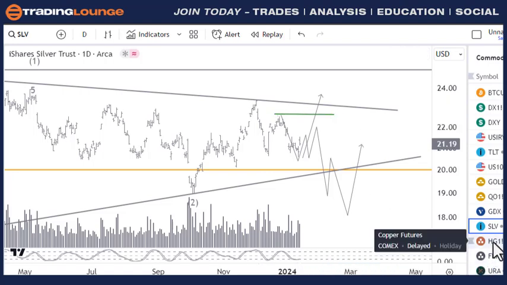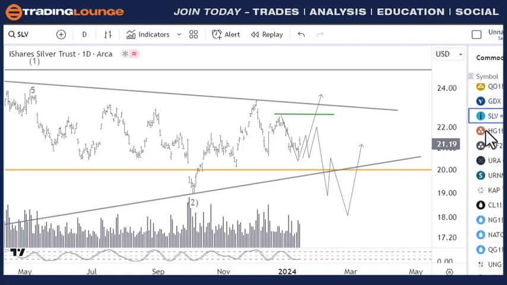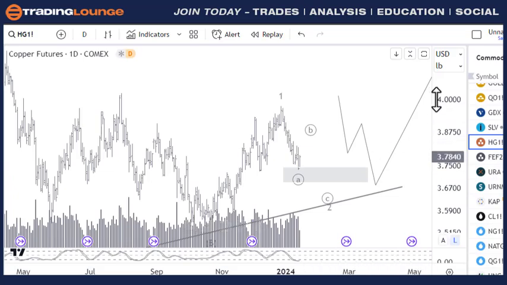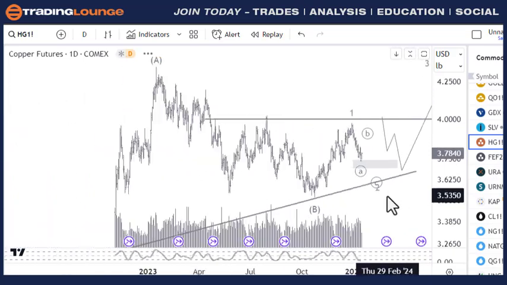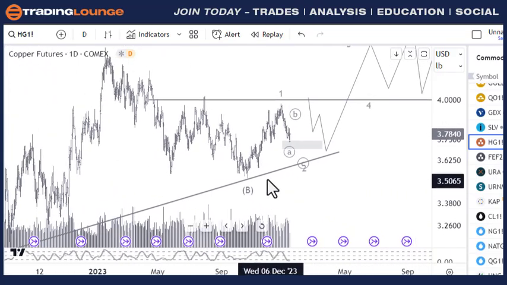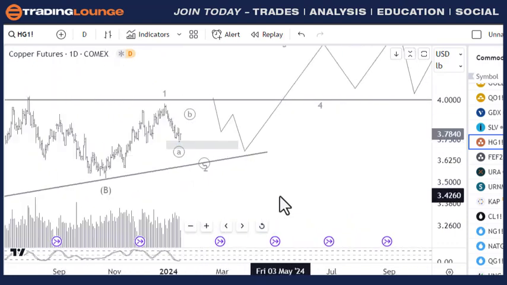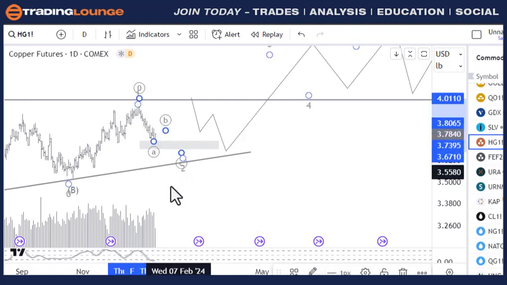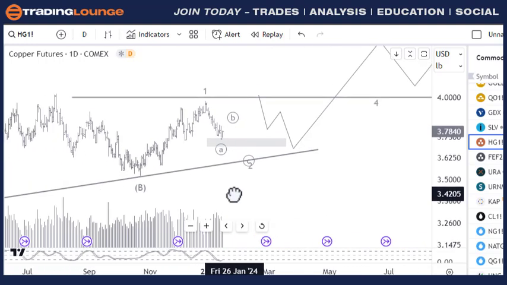And then we come over to the base metals. So we're looking at copper here. And with copper, we've been looking at this as a 5-wave move to the upside. So I was looking at this coming down as the A wave. It makes quite a nice 5 waves here. So we'll have a B wave and a C wave coming. So it's still a long way off at the moment.